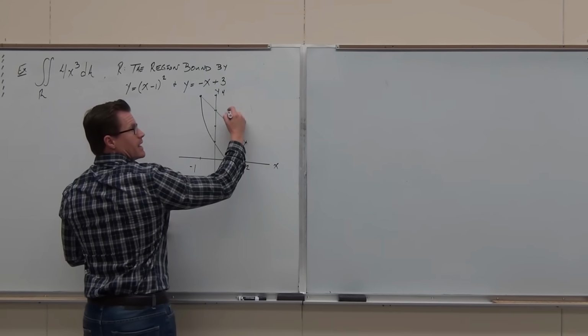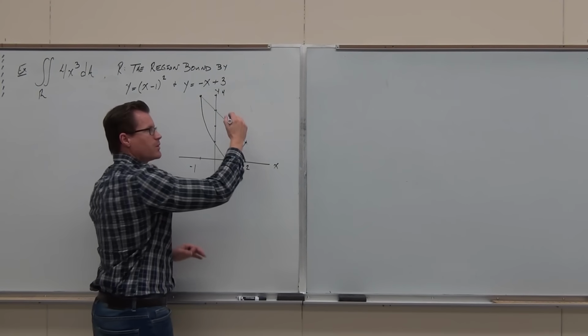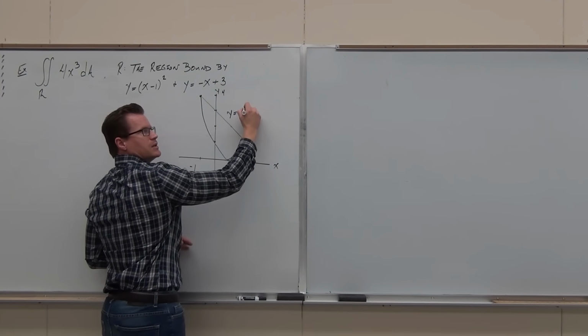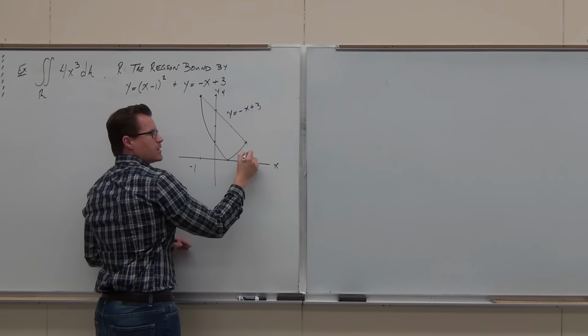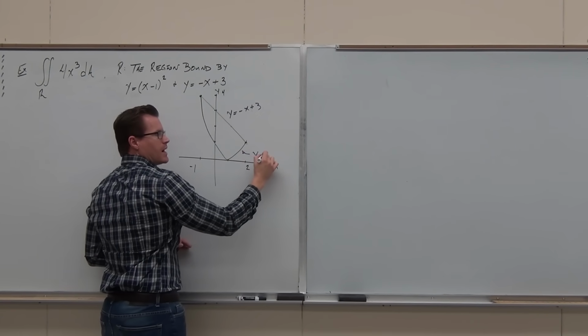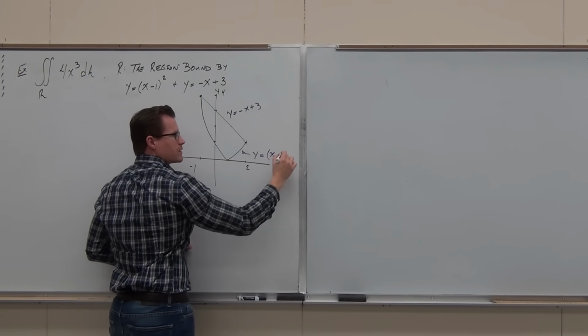So I want to label this, not just -x plus 3. I want to make sure I know it's y equals -x plus 3, and I want to know that this one is y equals (x minus 1) squared.